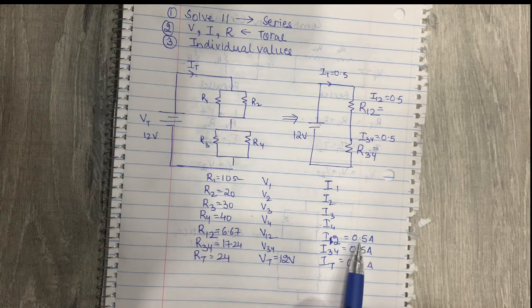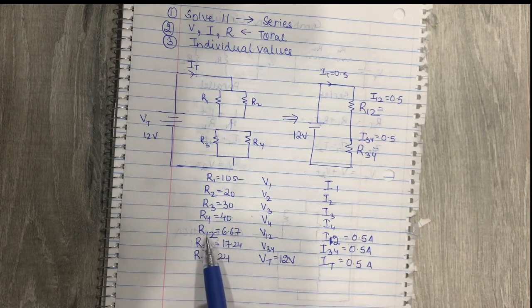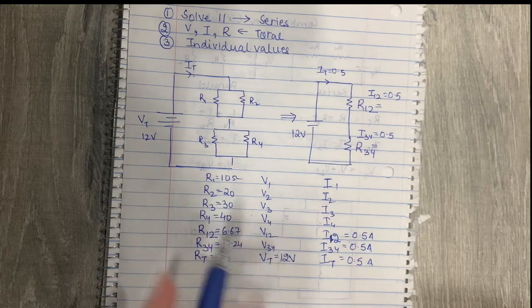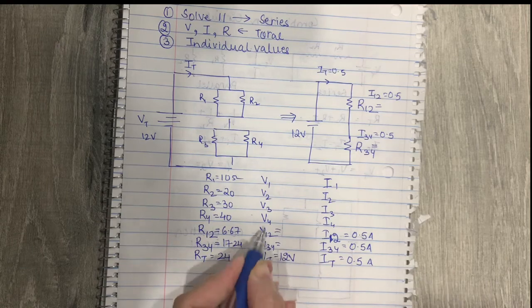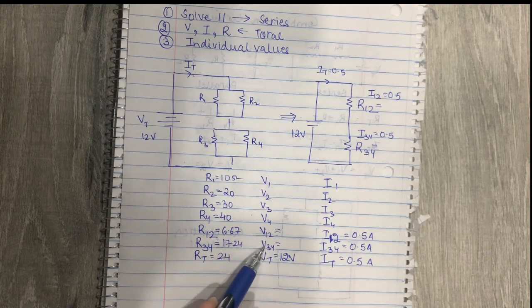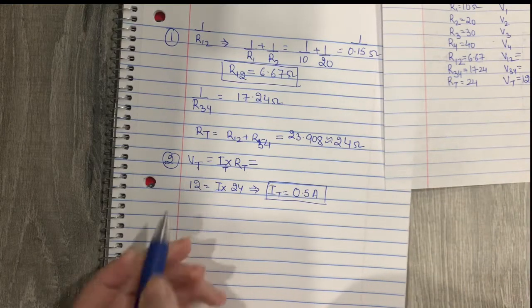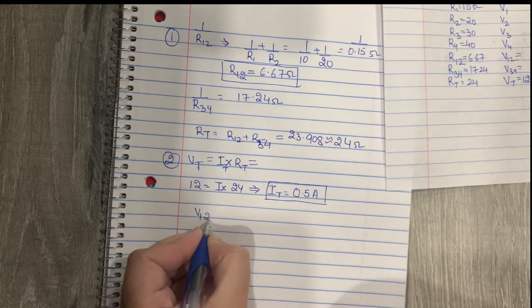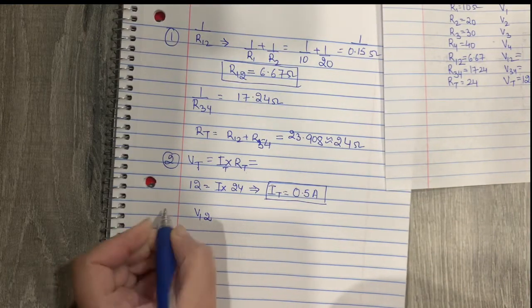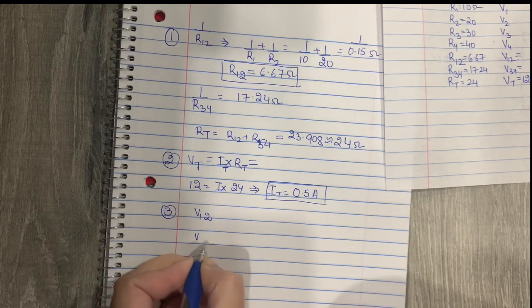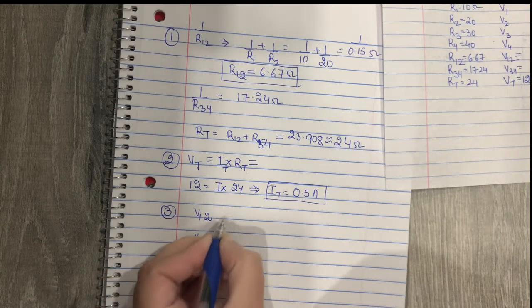Alright, and now let's go back to the next point. We have the values of current now and resistors across the solved value of R12. So this makes it very easy to solve the value of voltage drops also. So as you can know, using the same formula that we used here, we can calculate the voltage drop across resistor 1 and 2 and the voltage drop across resistor 3 and 4.